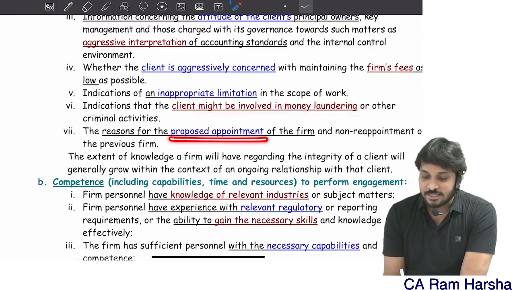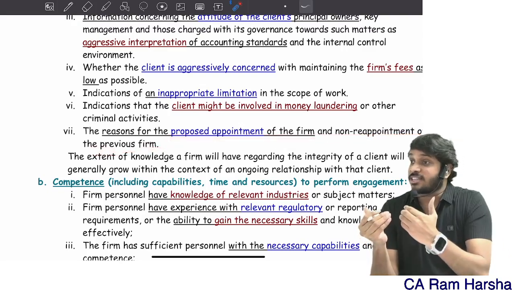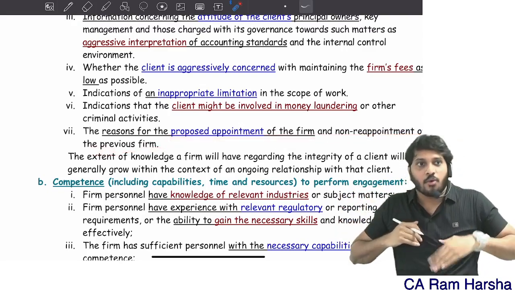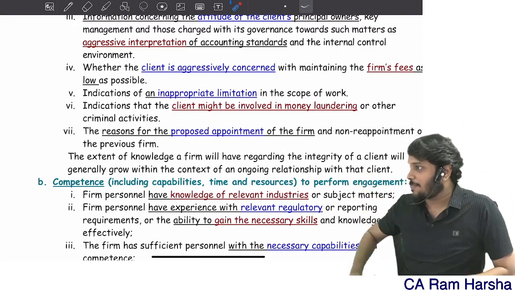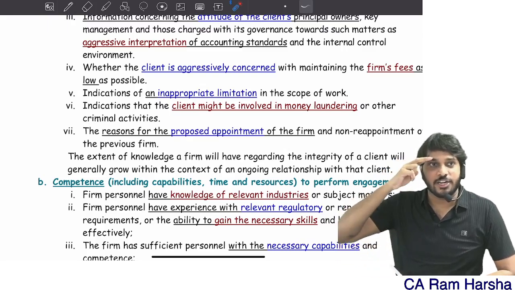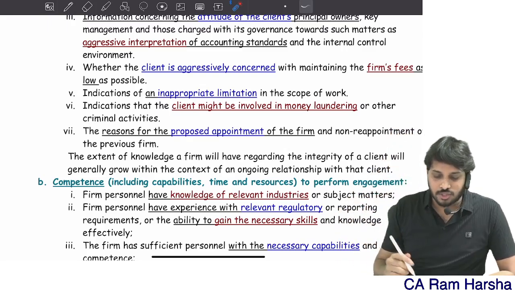Are there any reasons that the firm should know? I mean, what are the reasons they are appointing me? Why are they not reappointing the previous one? All these points I should obtain. Whenever I'm thinking of integrity of the client, I should verify all these points.